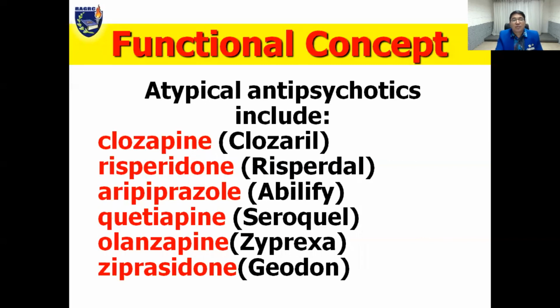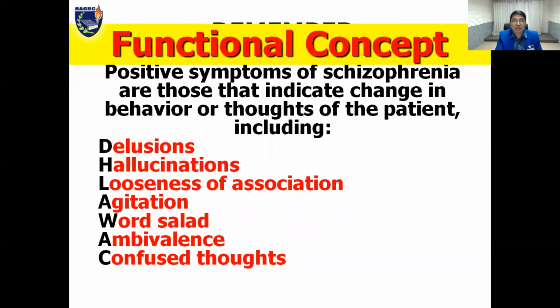Okay. We also have atypical antipsychotics. These are clozapine or Clozaril, risperidone or Risperdal, aripiprazole or Abilify, quetiapine or Seroquel, olanzapine or Zyprexa, and ziprasidone or Geodon. Now, pay particular attention that your atypical antipsychotics are used to treat both positive and negative symptoms of schizophrenia.